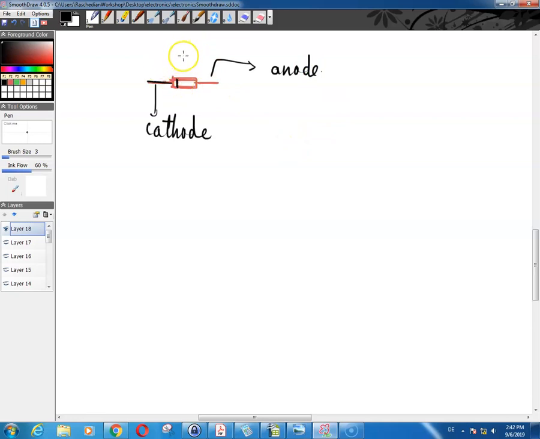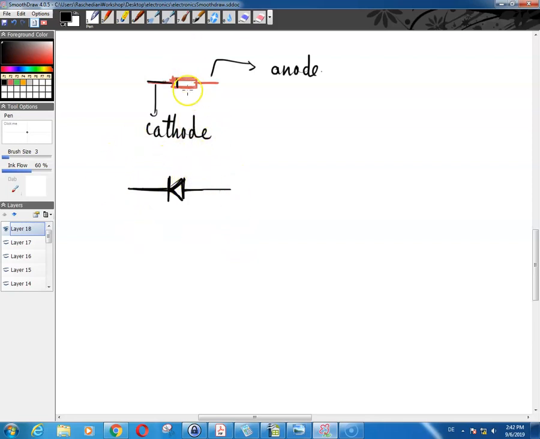and this lead over here is called the anode of the diode. The schematic of a diode in the exact same orientation would be something like this: a triangle, with this band over here also there, and again this is your cathode and this is your anode.